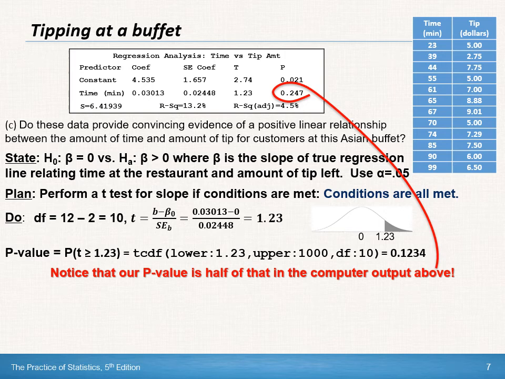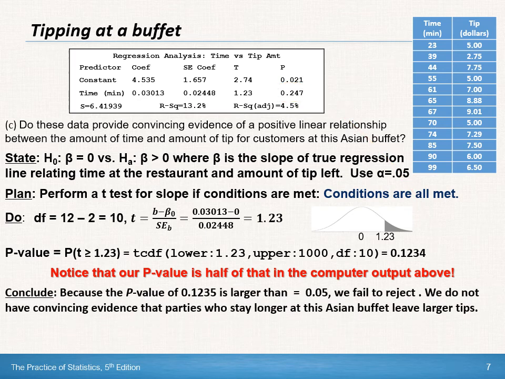All right, and then the conclusion, very similar to conclusions we've seen in the past. We compare the p-value to our alpha. So since our p-value of 0.12 is greater than our alpha of 0.05, we will fail to reject the null hypothesis. We do not have convincing evidence that the parties who stay longer at this Asian buffet leave larger tips.